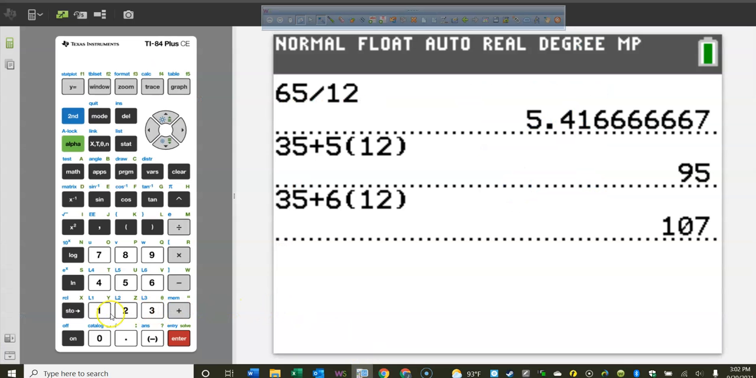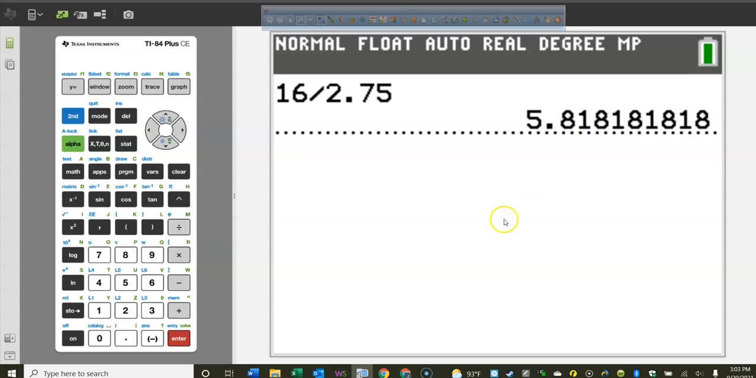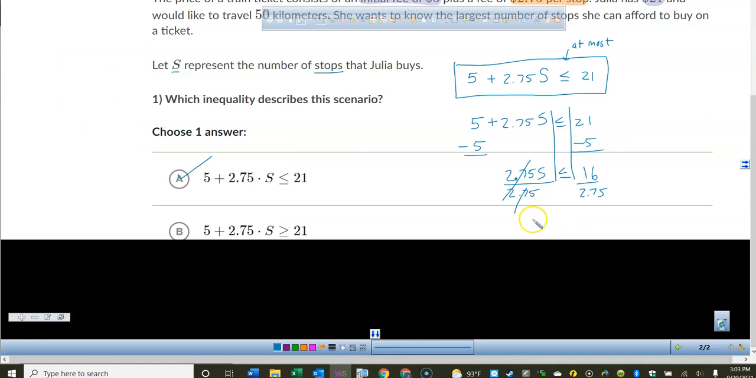So let's get that 16. I'll clear this out so all you see is the 16. We're going to divide it by 2.75. That's 5.8 stops. So S has to be less than or equal to 5.8. Well, you got to ask yourself, what number is less than or equal to 5.8? I'm going to say S could be 5. So basically at most, she can do 5 total stops.